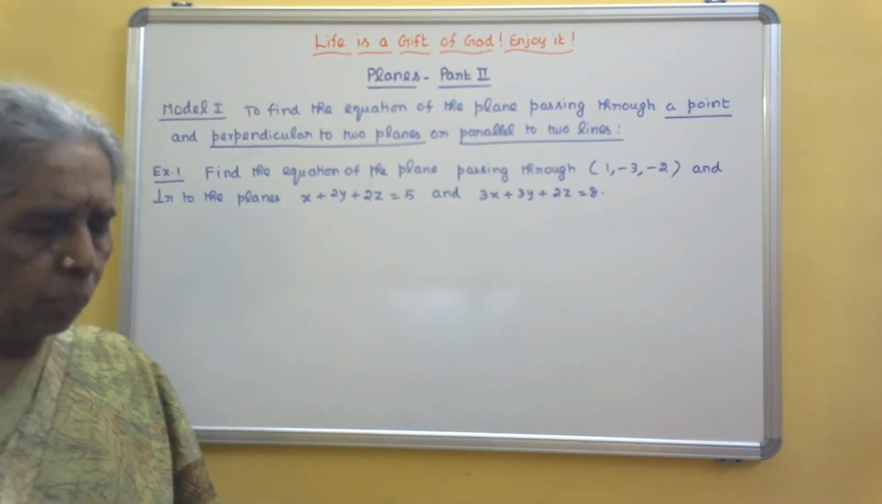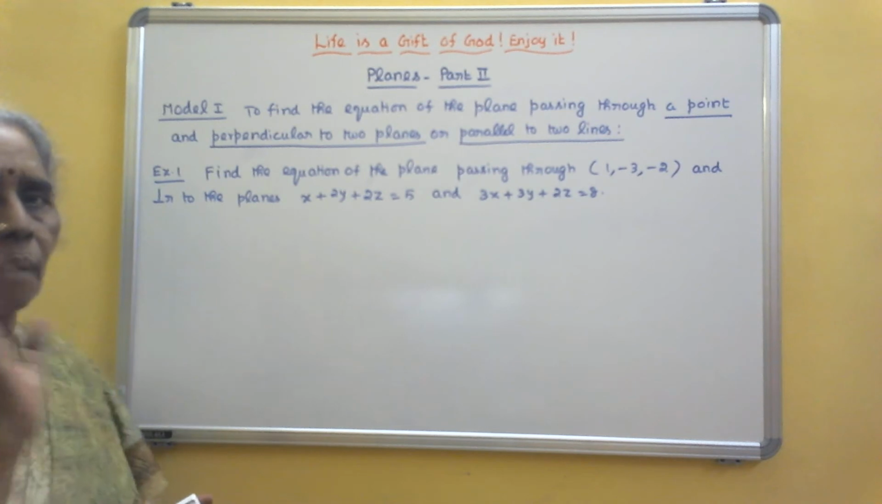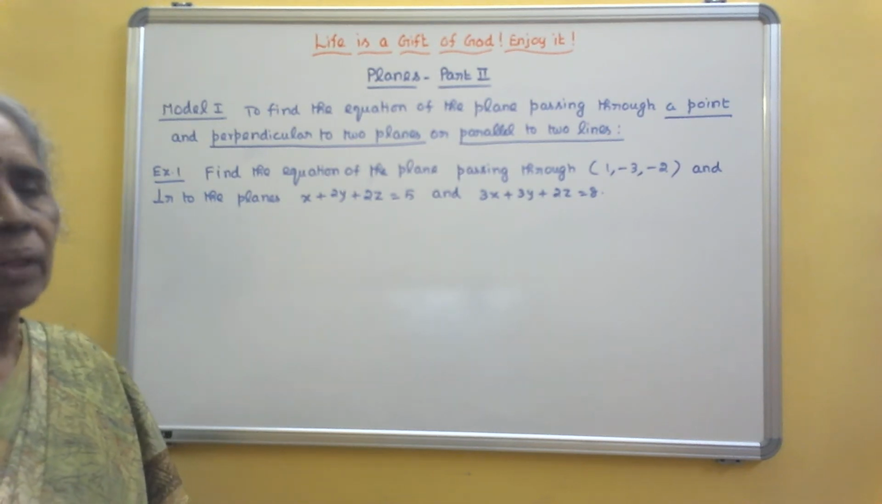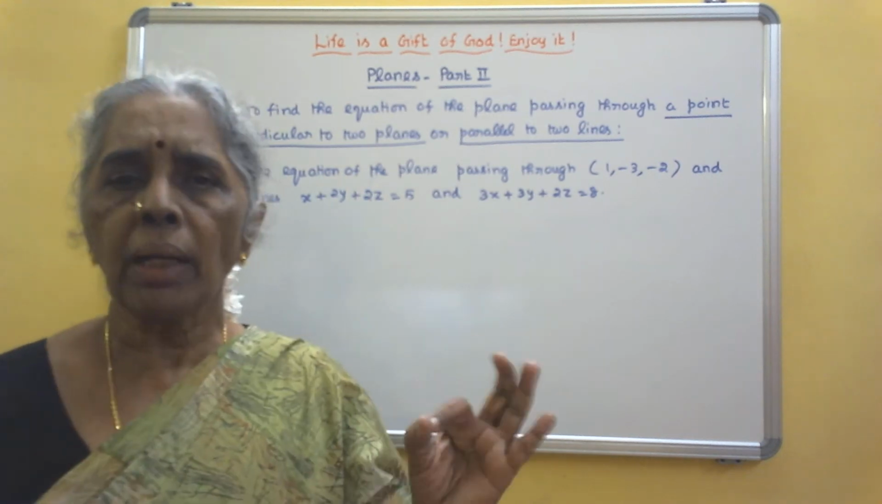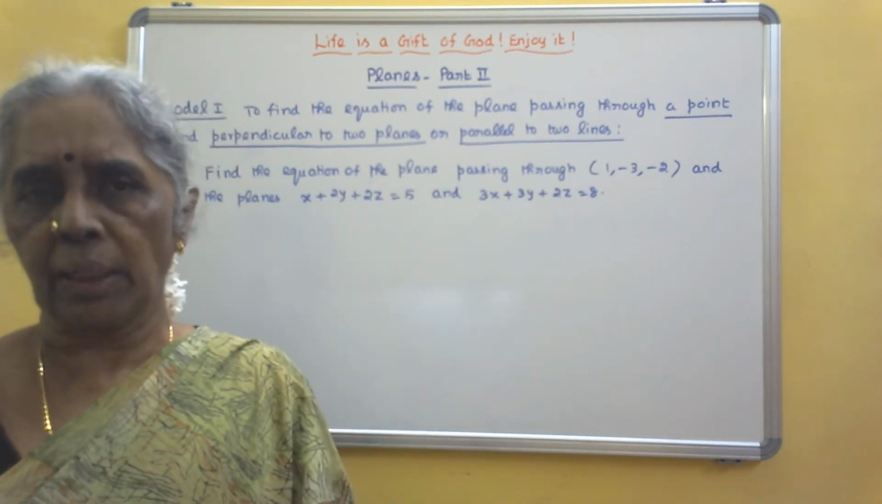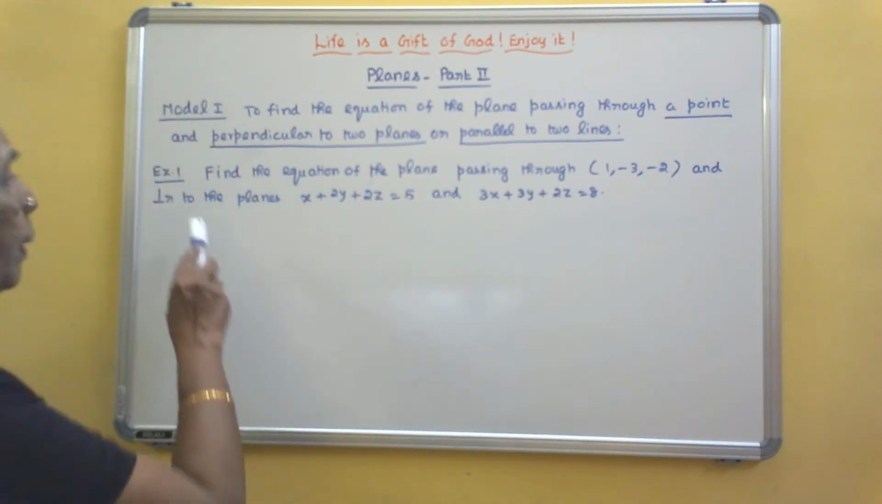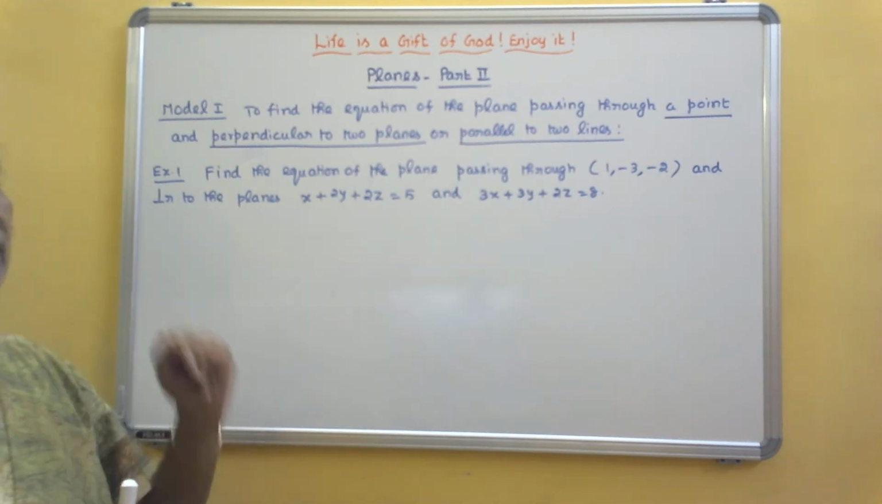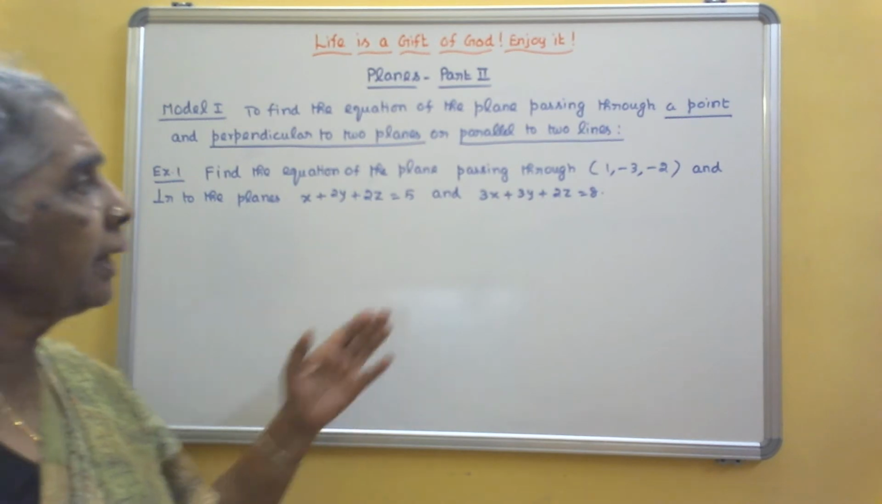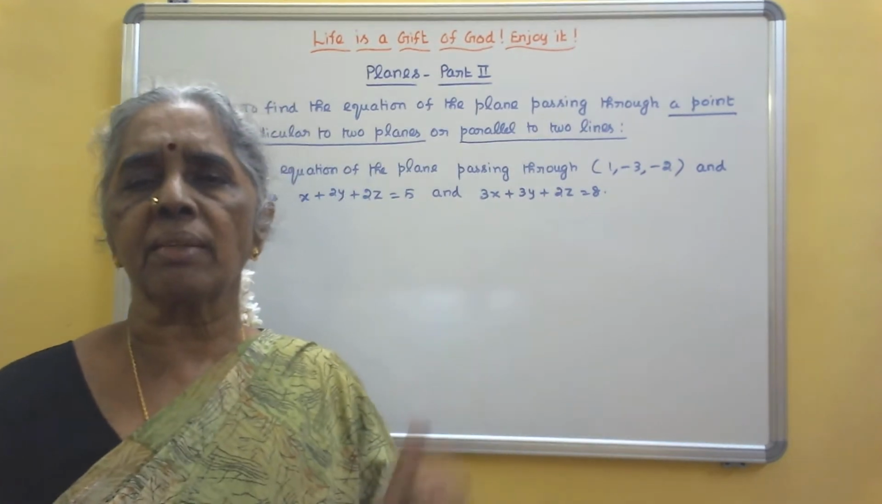Now, let us see example sum number 1. Find the equation of the plane passing through 1, minus 3, minus 2 and perpendicular to the planes x plus 2y plus 2z is equal to 5 and 3x plus 3y plus 2z is equal to 8.